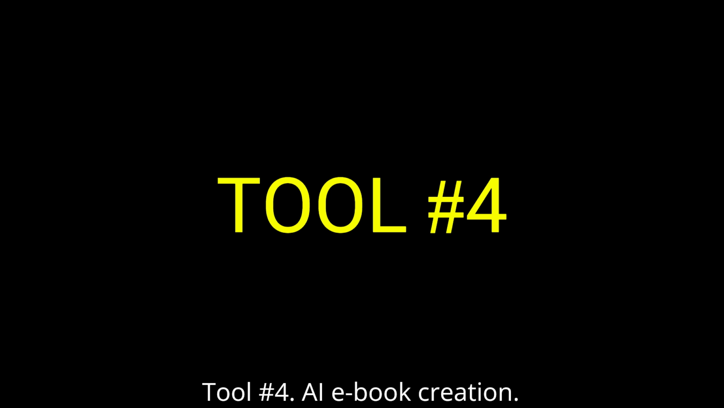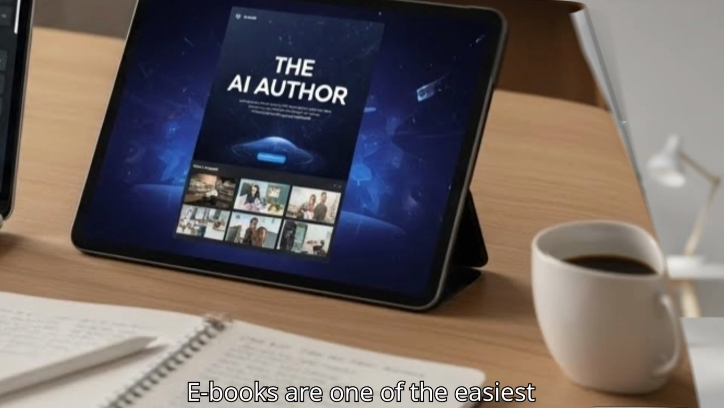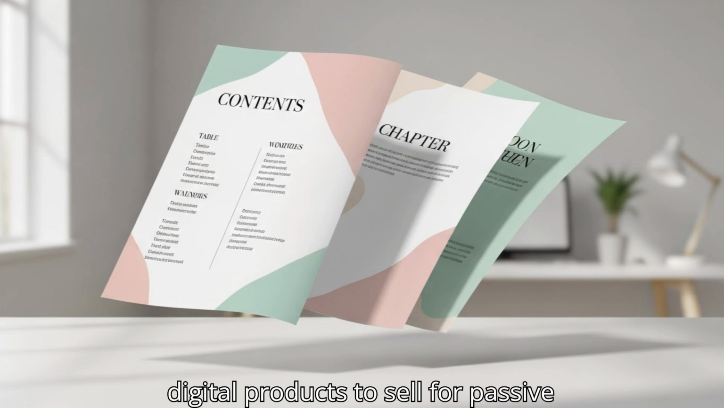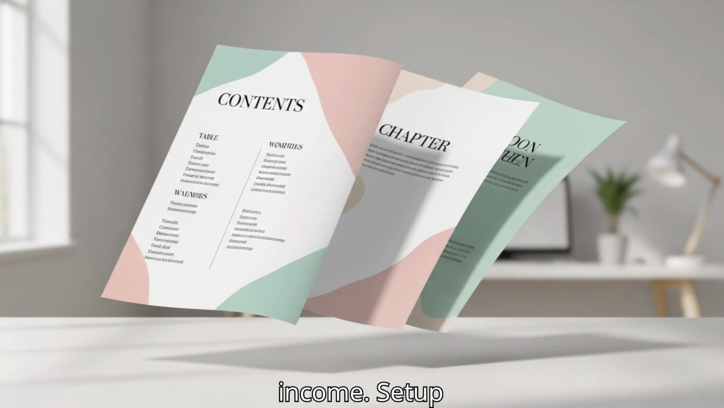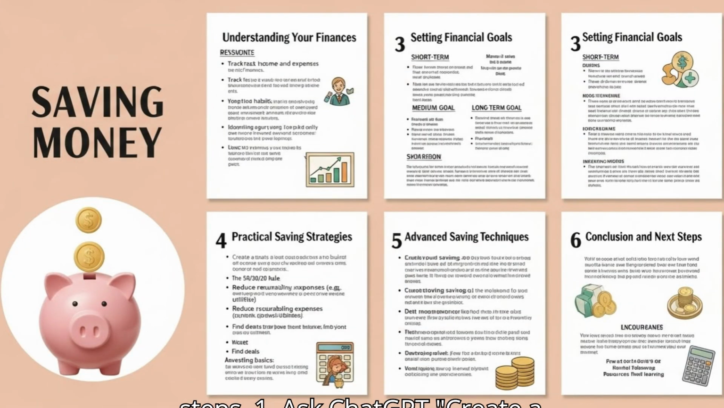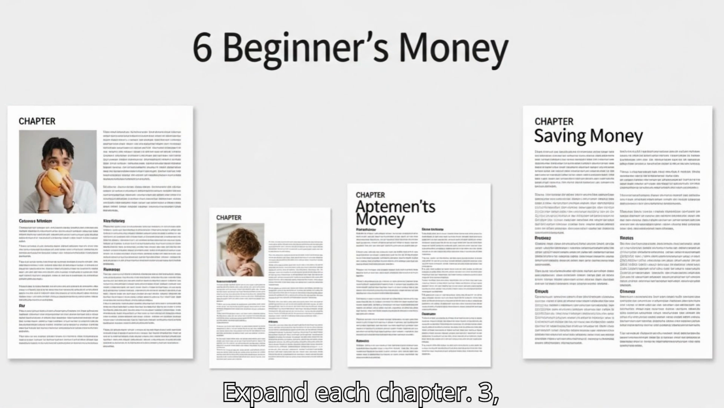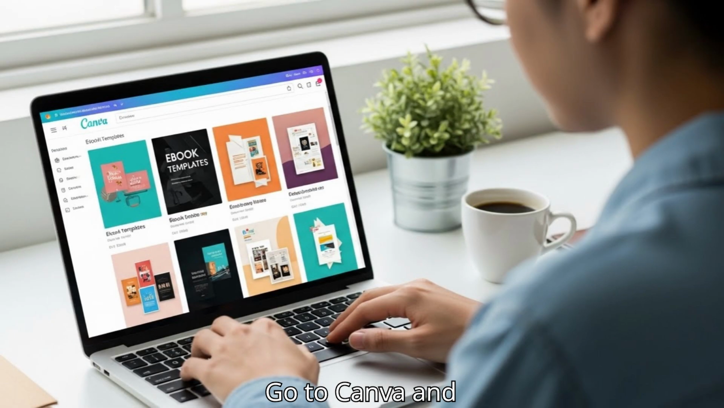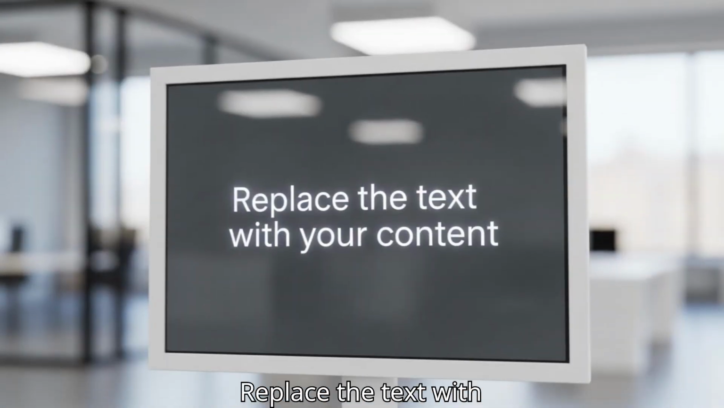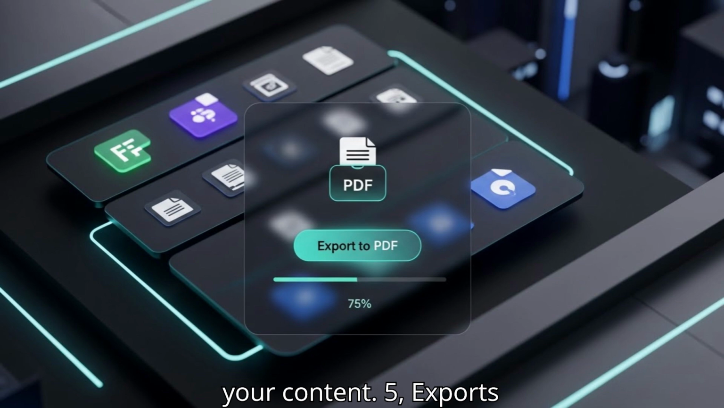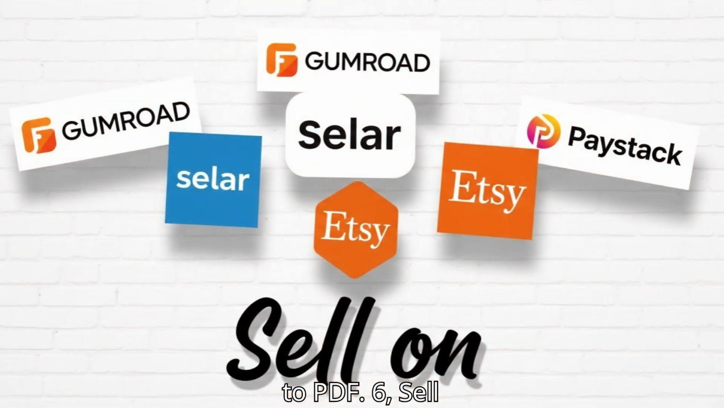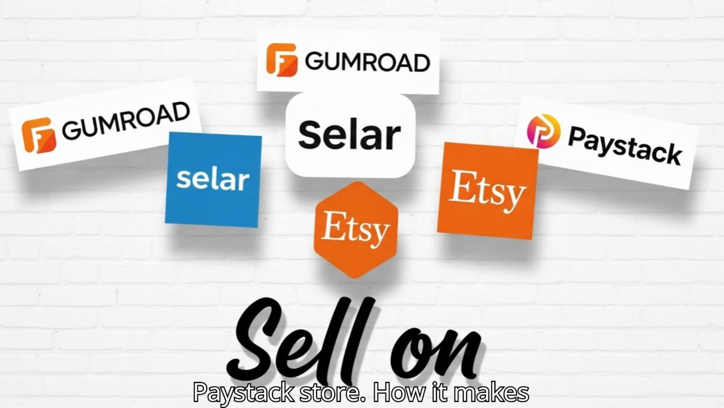Tool number 4. AI ebook creation. Ebooks are one of the easiest digital products to sell for passive income. Setup steps. 1. Ask ChatGPT: create a 6-chapter outline for a beginner guide on saving money. 2. Expand each chapter. 3. Go to Canva and search ebook templates. 4. Replace the text with your content. 5. Export to PDF. 6. Sell on Gumroad, Selar, Etsy, Paystack Store.